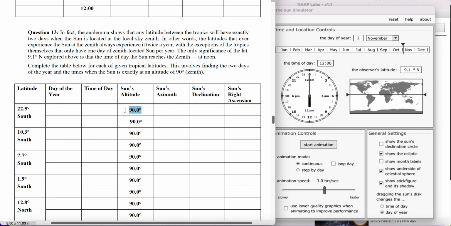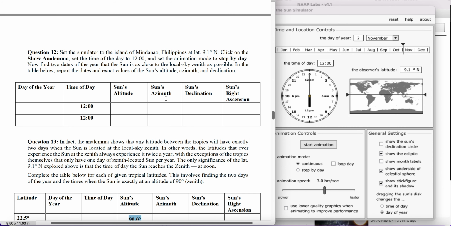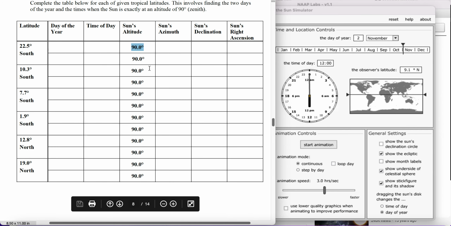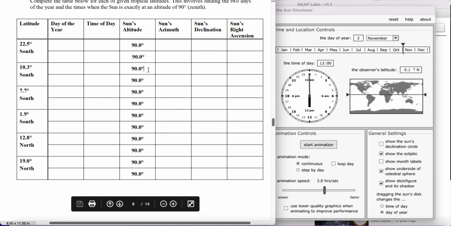There's something still very significant about 9.1 degrees north, that particular latitude, such as the island of Mindanao, Philippines. That's because the sun passes through the zenith twice a year, which it also does at all these other latitudes because they're all within the tropics. That's how you're going to complete the table. But what's special about 9.1? It passes through the zenith twice a year at noon.